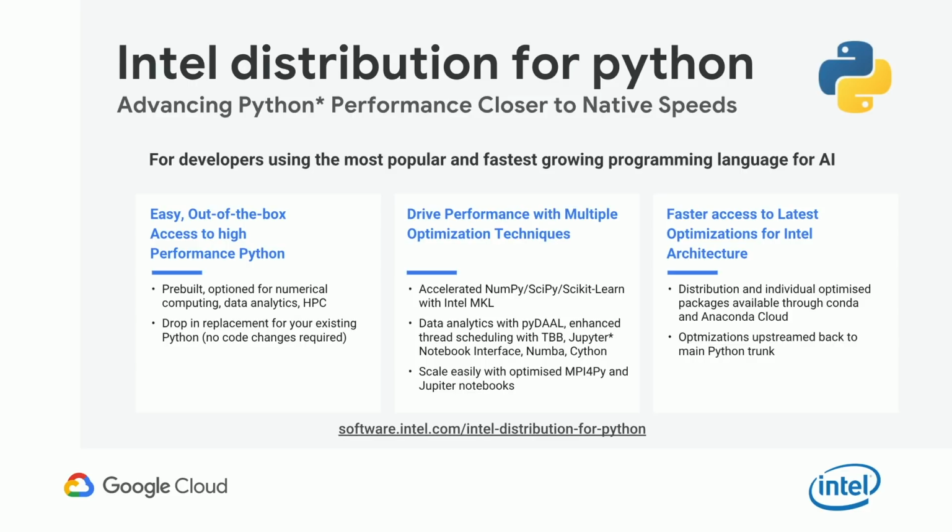Now, in addition to TensorFlow and other deep learning frameworks, we have been contributing our optimized libraries to Python. We have accelerated NumPy, SciPy, and scikit-learn with Intel MKL. Our optimizations are available through Conda and Anaconda Cloud for general public use and are upstreamed back to main Python trunk. If you're interested to find out more on Intel distribution of Python and some performance proof points, we have a good write-up on this on our Intel software website. I think there's a link on this slide that you can refer to.